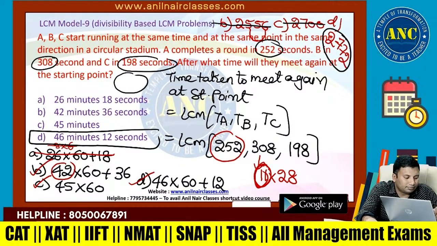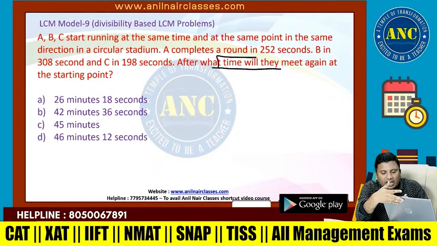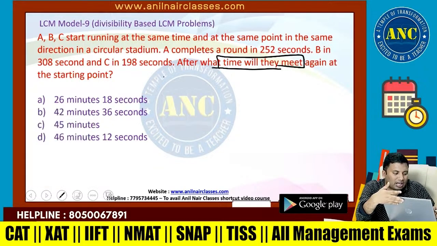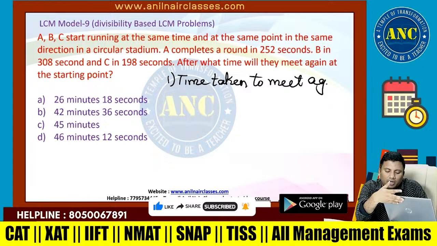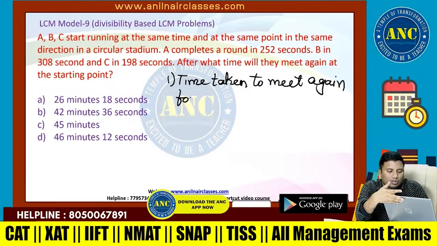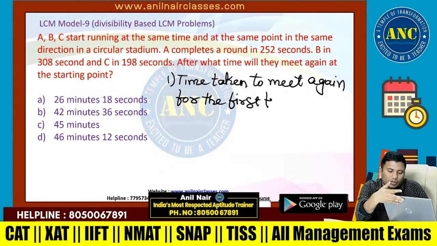You are wrong. I will tell you why it is wrong. When I say time taken to meet again, there are 2 kinds of questions. First is time taken to meet again for the first time on the track. This is one question.